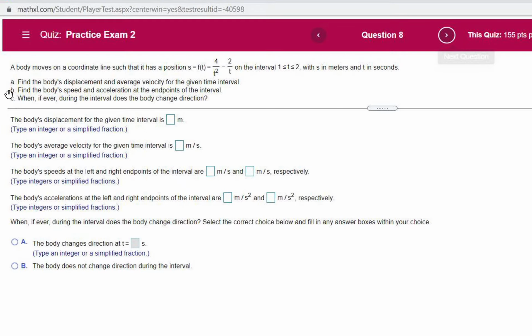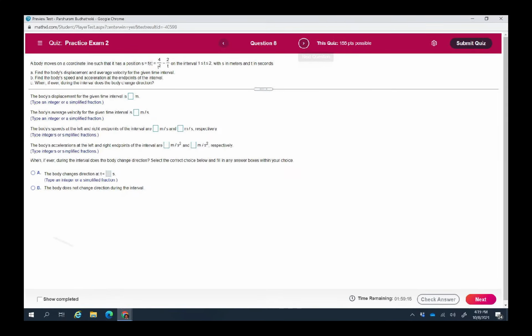Now these are the questions we have to answer. The first one is find the body's displacement and then average velocity for the given time interval. Find the body's speed and acceleration at the endpoints of the interval. And when, if ever, during the interval does the body change direction. So these are the three parts of the question here.